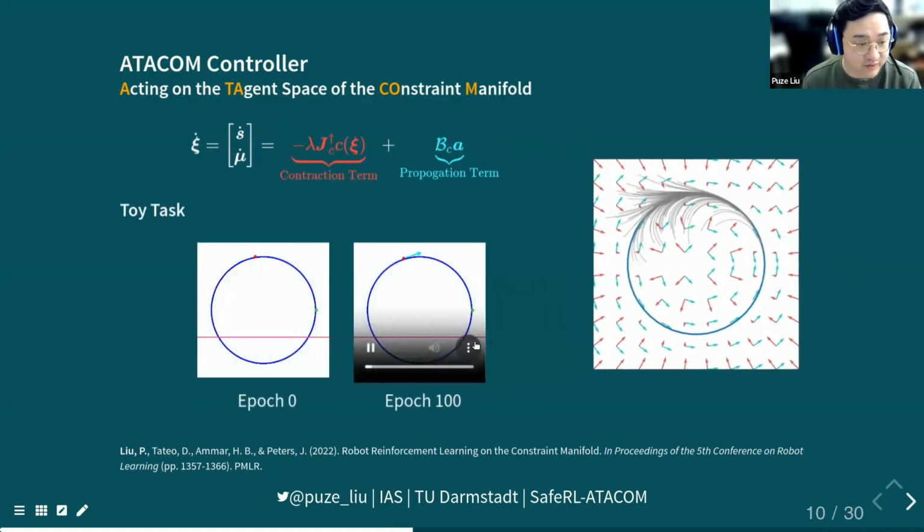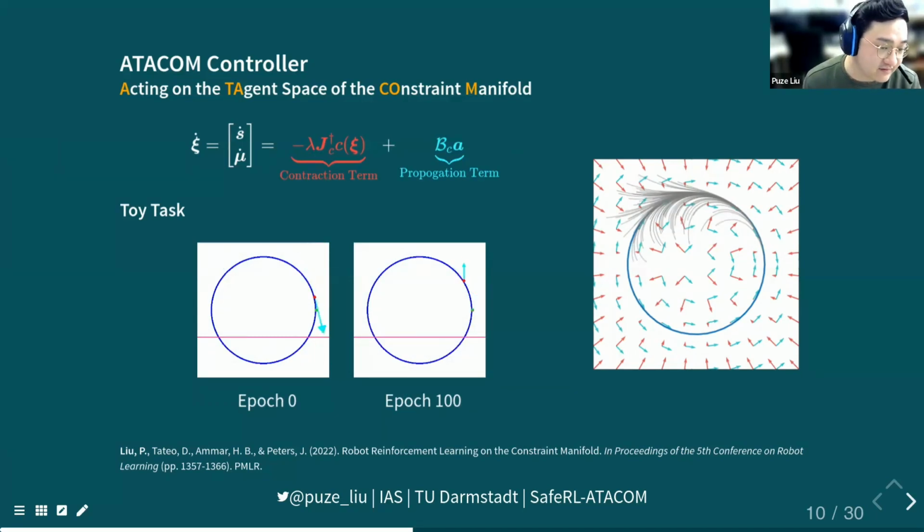Here is a toy task that we looked into at the very beginning. We have two types of constraints in this task. The first is that we want to maintain this blue dot on the circle. We also want to ensure that this red dot stays above this purple line. As you can see, at epoch 0 the action is randomly chosen to move. It's a one-dimensional action that moves along the tangent. After some training time, we are able to really stay on the manifold and reach this green point, which is our target.